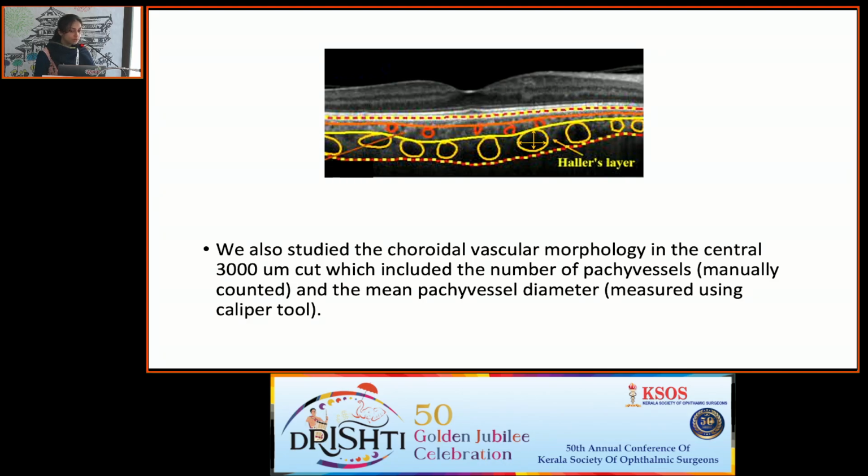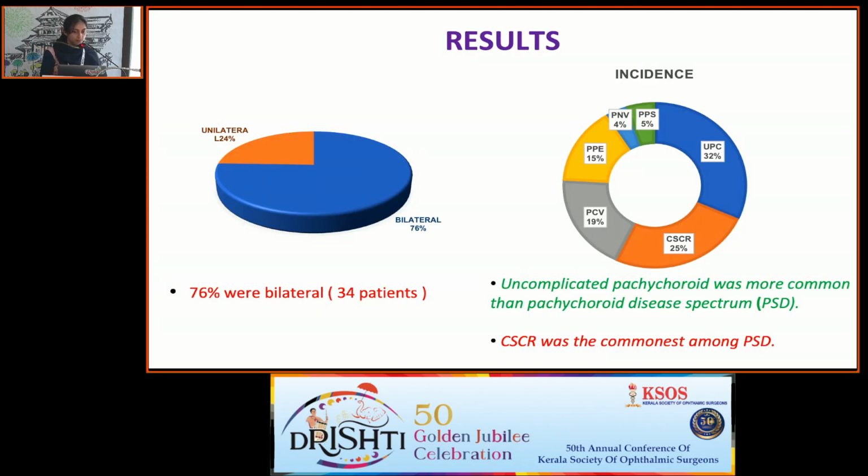In the same section, we studied the choroidal vascular morphology that included the number of pachyvessels, which were manually counted, as well as the mean pachyvessel diameter, that was also measured using the calipers tool. So, our results were as follows. 76% of the study population showed a bilateral presentation, that is 34 patients. Among the various entities studied, uncomplicated pachychoroid was more common than the pachychoroid disease spectrum. Uncomplicated pachychoroid was characterized by thickened choroid and the presence of pachyvessels, but no retinal alterations.